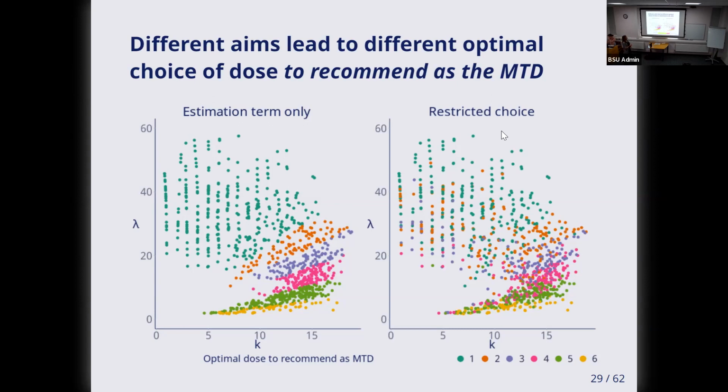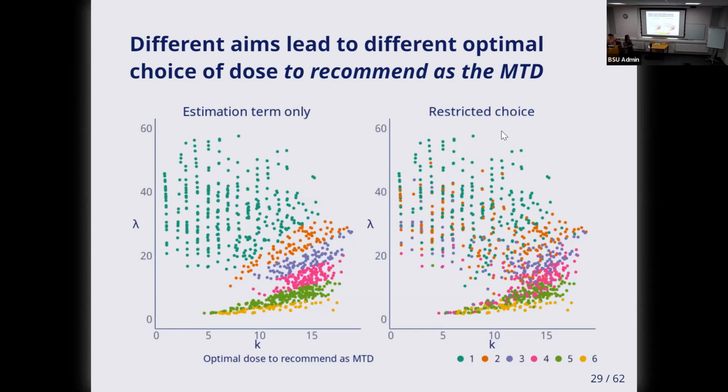And on the left-hand side of the screen, I've created the rule as if our only aim is to estimate the maximum tolerated dose well. So the loss function just has one term, and we're trying to minimize the distance between the, so say that we're aiming for a 30% rate of dose limiting events. We want the maximum tolerated dose to be as close as possible to the dose that corresponds to a 30% rate of events. So yeah, the rule looks something like this that we get. And then on the right-hand side, we've introduced a constraint that I can only recommend a dose at the end of the trial if I've actually used it.